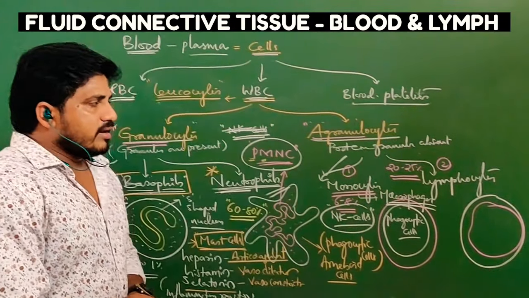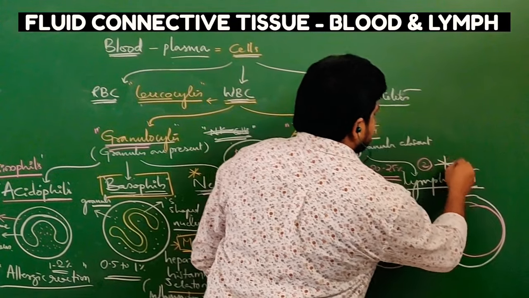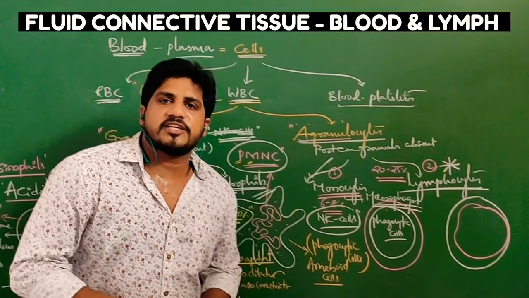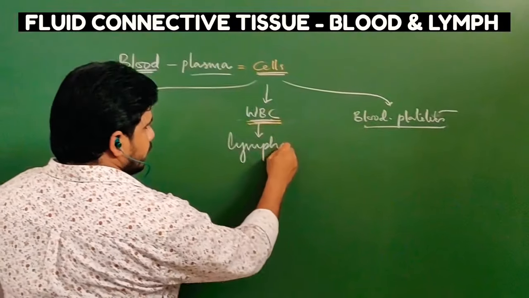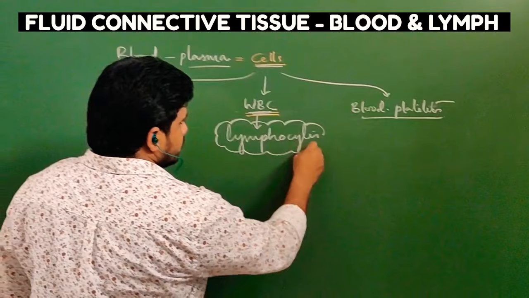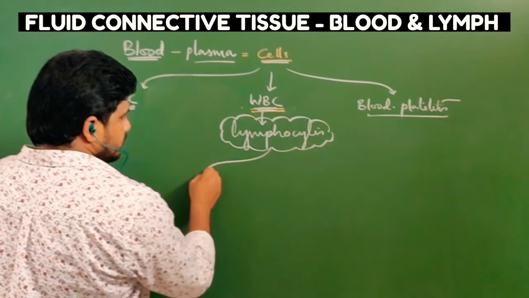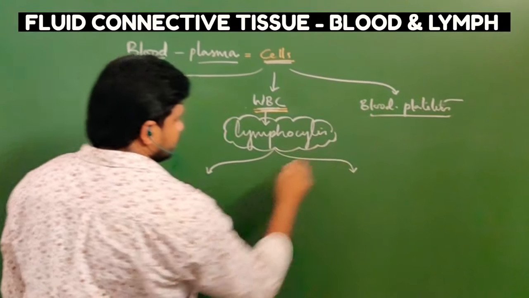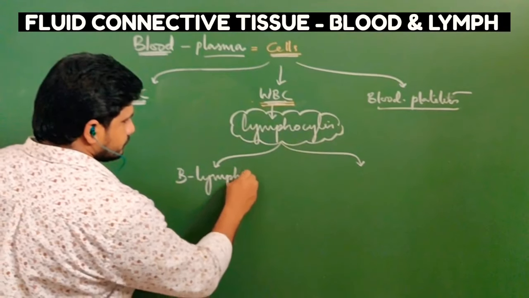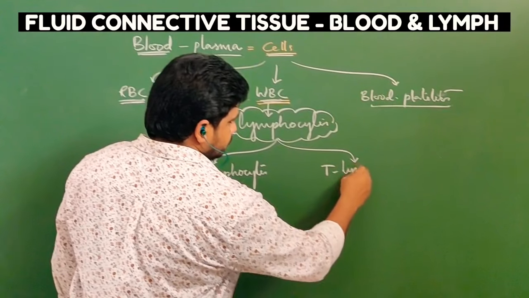The last one is lymphocytes. The most important cells in the entire WBC are lymphocytes. Let us have a deep discussion about lymphocytes now. If you observe the content of lymphocytes, these lymphocytes are of two types: B lymphocytes and T lymphocytes.